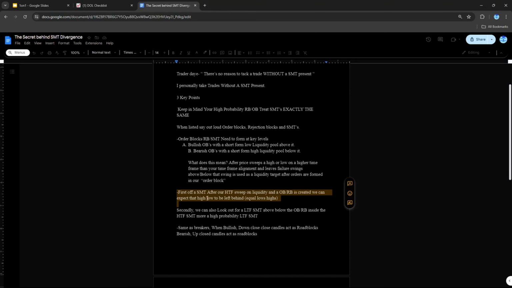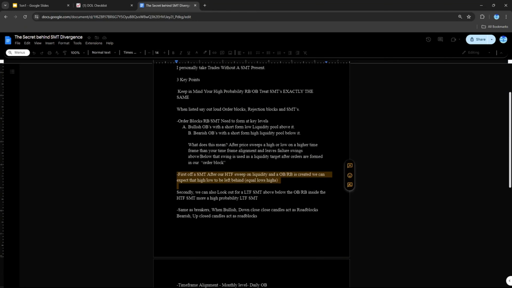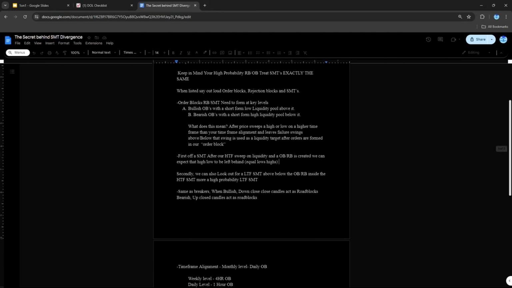And that's another thing, right? High time frame sweep on liquidity, like we showed earlier. Order block and rejection block is created, and then we can expect that high or low to be left behind. What I mean by that is, on one pair, if we create those equal lows, and on another we sweep and then create our CSID and start to return back within the range, it's okay for those equal highs and lows to be left.